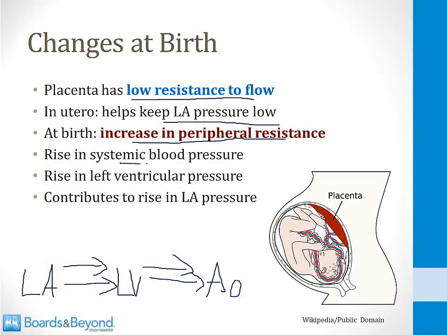This leads to a rise in systemic blood pressure. Basically, the afterload on the left ventricle goes up and the blood pressure rises. This leads to a rise in left ventricular pressure, and this, in turn, contributes to the rise in left atrial pressure that occurs at birth and helps to close the foramen ovale.